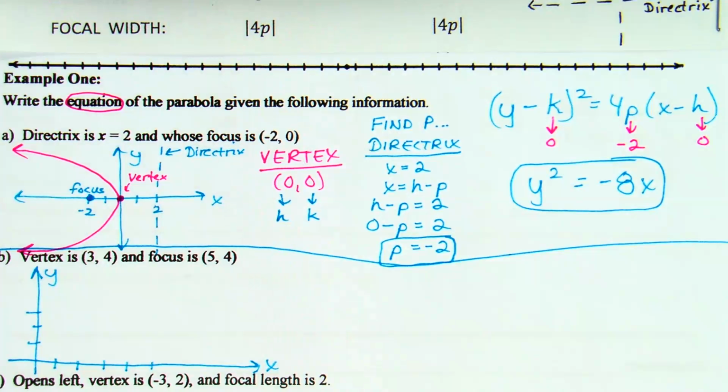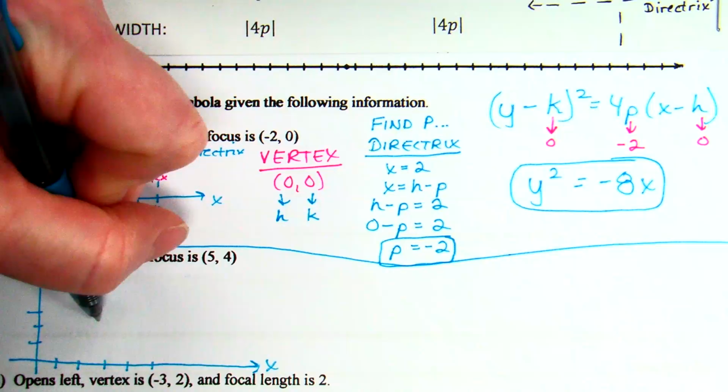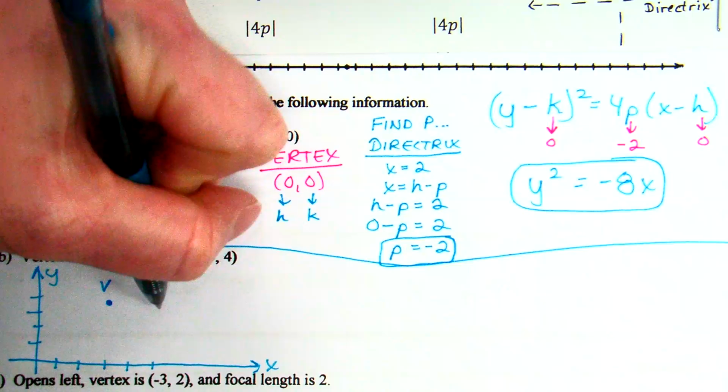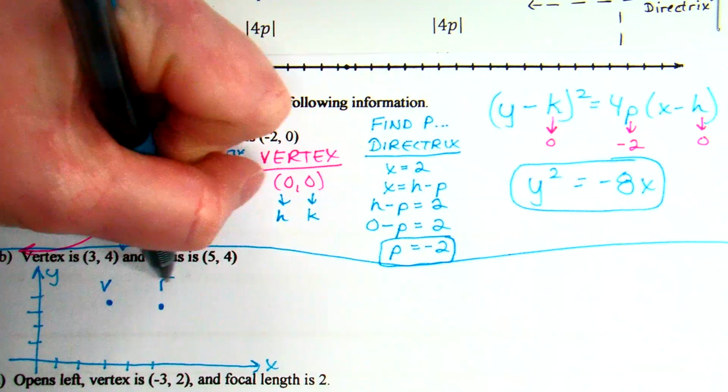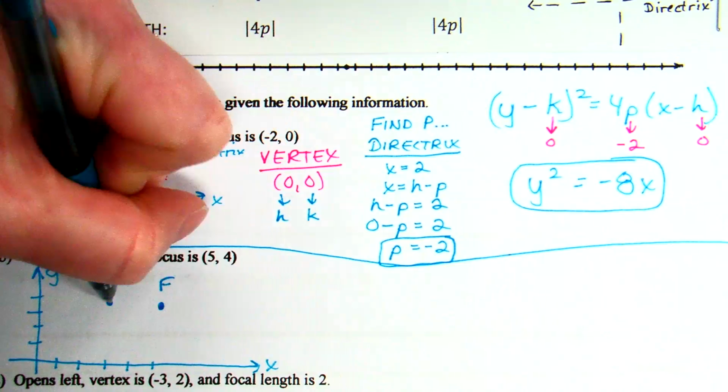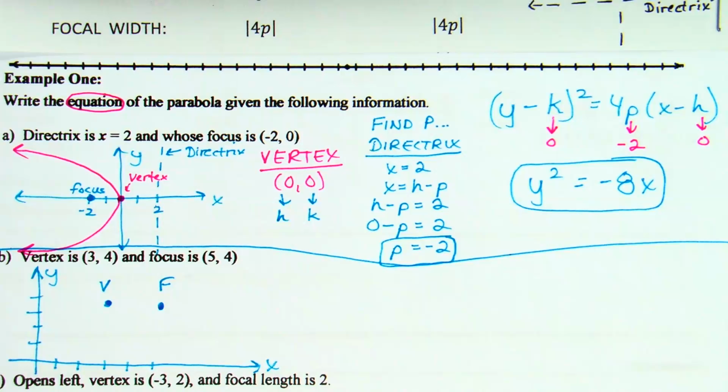Okay, vertex is (3, 4). Focus is (5, 4). That's what we got. What can you tell me based on looking at that picture?